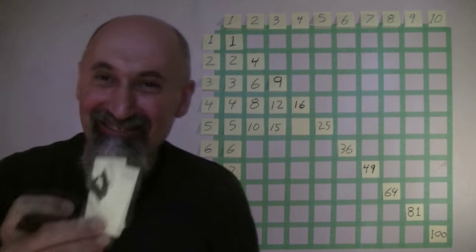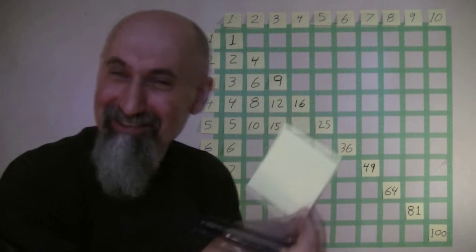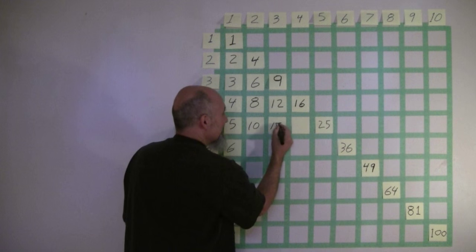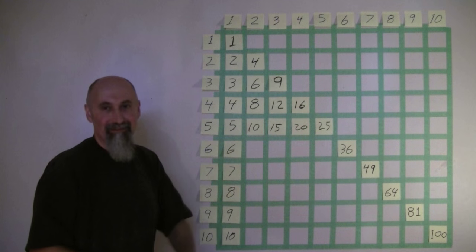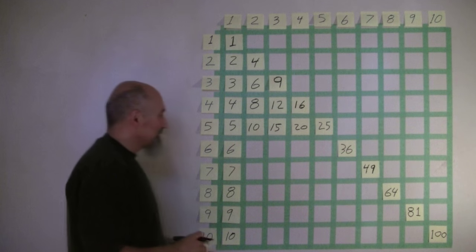20. If I was doing this with the chalk, like the language of mathematics, I would have to go over it the way I'm doing it here. With post-it notes, easy, I just remove, replace, right? So this is 15, this is 20, 5 times 5 is 25, right?